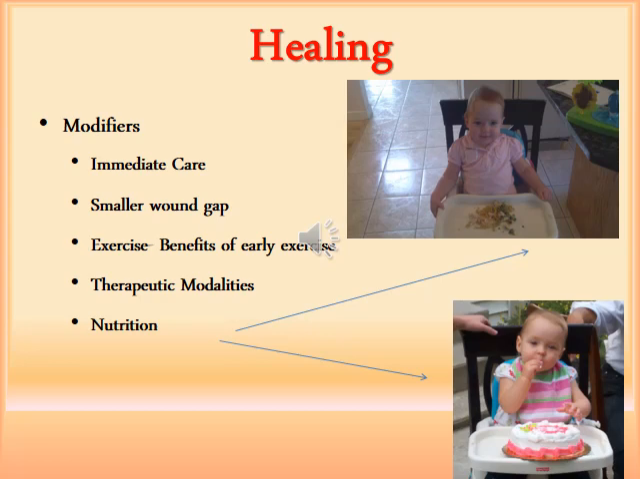And good nutrition. Good nutrition can go a long way in doing that. You can see a little picture of my daughter from years ago. She has a table full of vegetables and noodles and things like that, which is obviously very healthy and can contribute to healing. Birthday cake, not so much. So again, all of those modifiers will play a role.